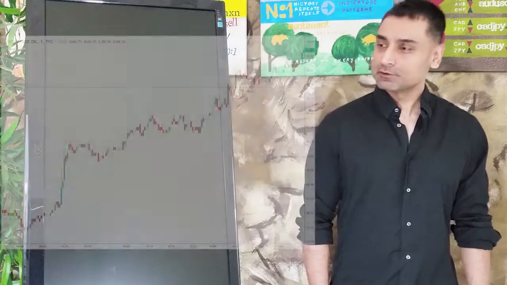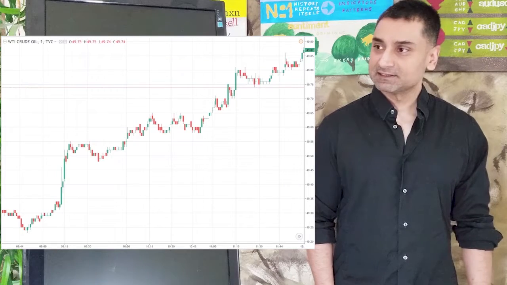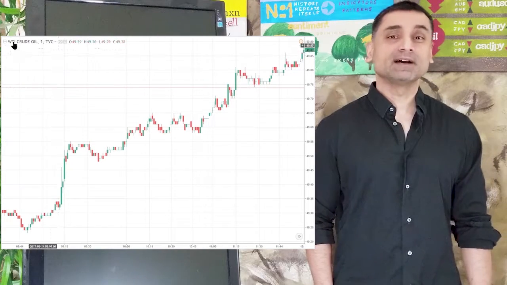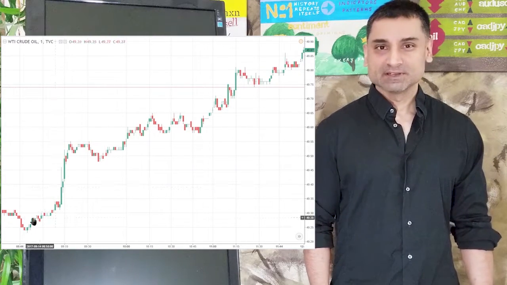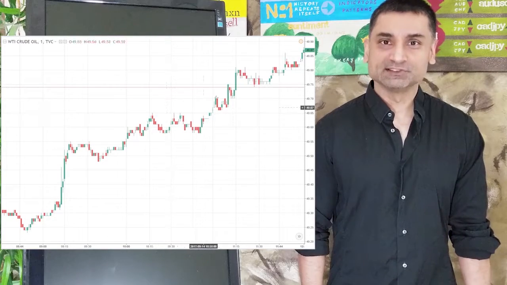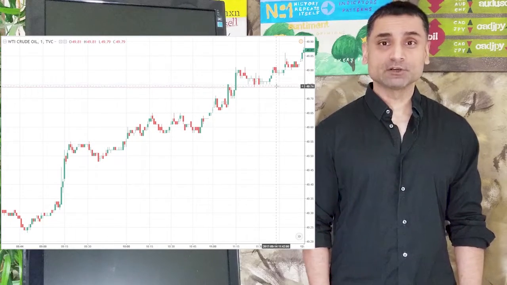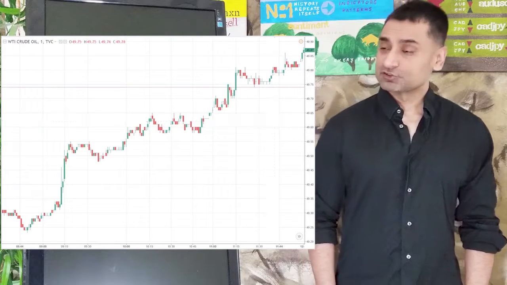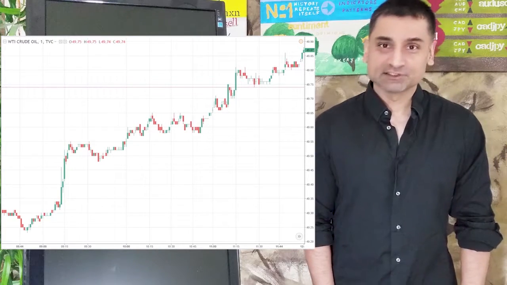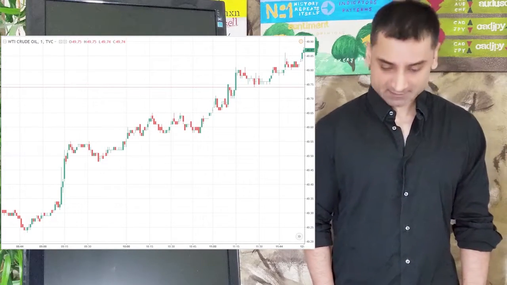To illustrate, let's put on a chart for oil. This is a 1 minute chart going from 9 a.m. to 12 p.m., a 3-hour window. This is the highest volume time of the day. This first chart is the oil chart. As you can see, it is in an upward trend.